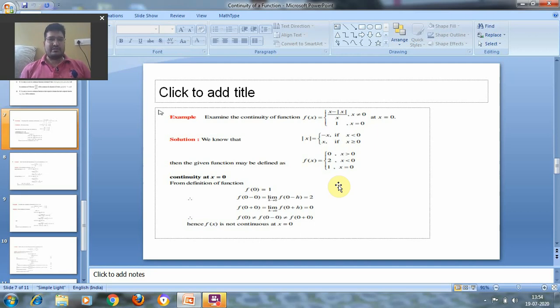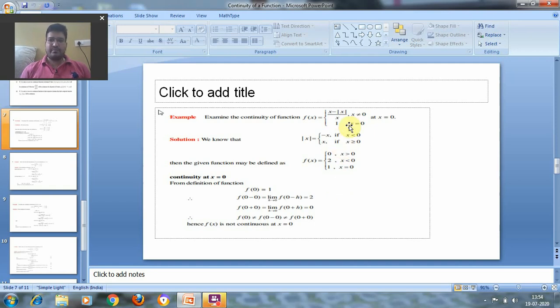So we take the first example or question. Examine the continuity of the function f(x) = (x - |x|)/x, x is not equal to 0, and f(x) = 1 when x = 0. And we have to check the continuity at x = 0.